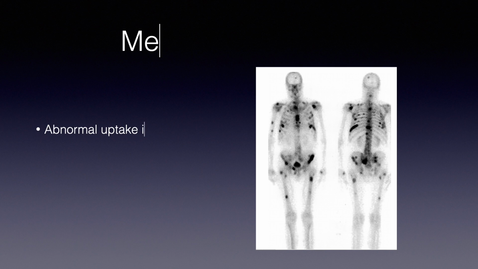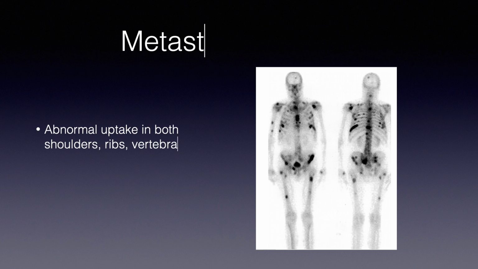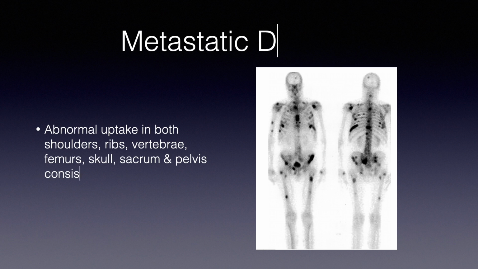Anterior and posterior whole body images demonstrate abnormal uptake in both the shoulders, ribs, vertebrae, femur, skull, sacrum, and pelvis. These findings are consistent with multiple areas of metastatic disease.